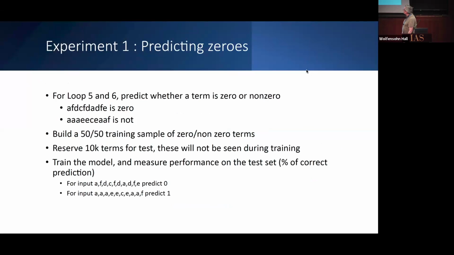So the first experiment we did was, can we predict the zeros? Most of the coefficients are 0, a few are non-zero. So I'm going for loop 5 and loop 6, and I want to predict whether a term is a 0 or a non-zero. For this, I'm going to build a 50-50 sample of zeros and non-zeros. Why 50-50? Because if you have 99% zeros, the model will learn to predict everything as 0 and never learn the ones. The model works on a statistical basis. You keep a couple of terms for the test set that the model will not see at training, and you see if the model is capable of predicting from a sequence of letters the value 0 or 1.